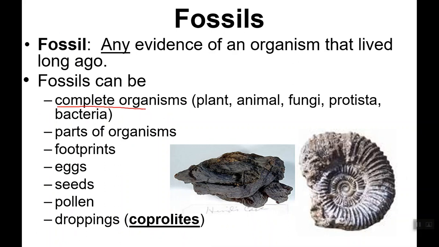It could be a complete organism. It's rare, but if it happens, it's usually something small or some of these more primitive single-celled eukaryotes like your protists or your prokaryotic bacteria. Usually it's part of an organism, but it could also be footprints, eggs fossilized, seeds and pollen fossilized. You could even get poop fossilized, known as coprolites. But again, all of these give us a peek into the past to see the structure, the shape, the size of different organisms and what they looked like potentially tens, hundreds, or in some cases with bacteria, billions of years ago.